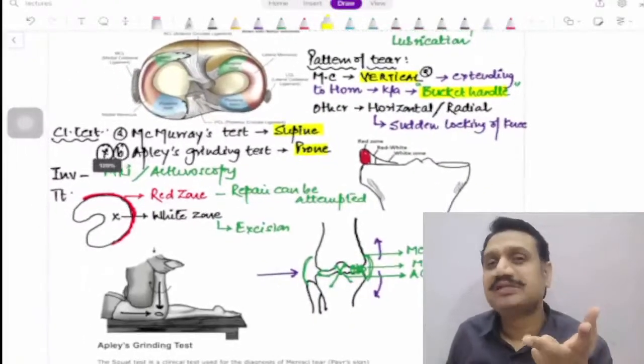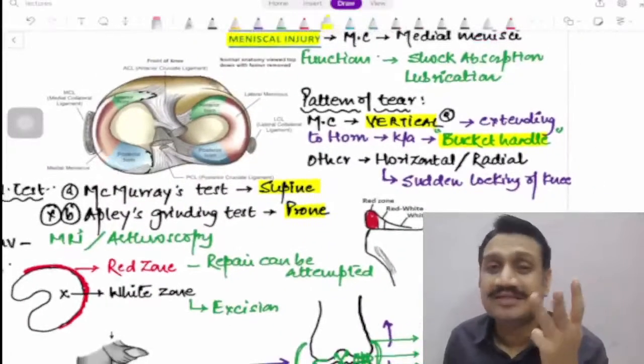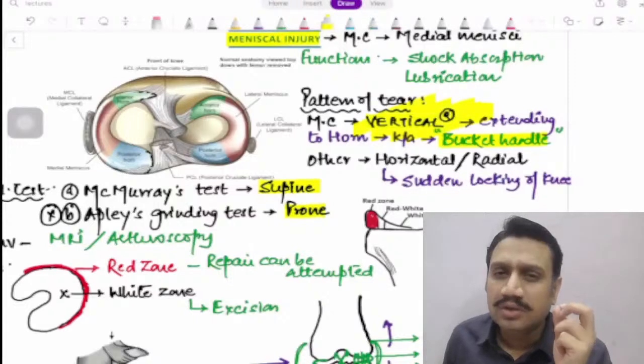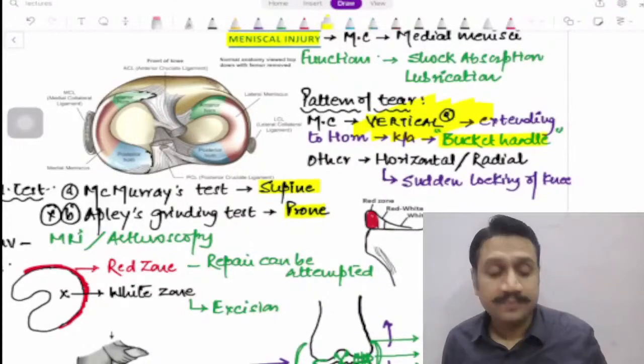And the best investigation all the time is arthroscopy. The first investigation all the time is MRI, right? Best is always scopy. Why? Because all the time, you get with the camera into the knee joint and you can see what all is injured there.